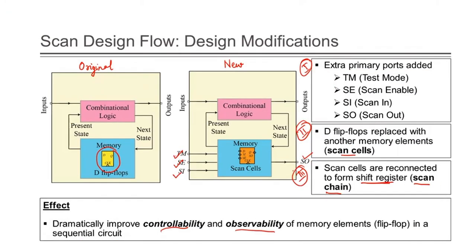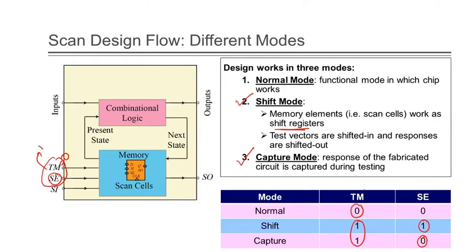So there are three parts you need to make. Extra primary ports are added for the scan cell, the D flip-flop is replaced with another memory element, that is the scan cell, and the scan cells are connected as a shift register, that is the scan chain. Coming to the scan design flow, they are operated in three different modes: normal mode, shift mode, and capture mode.